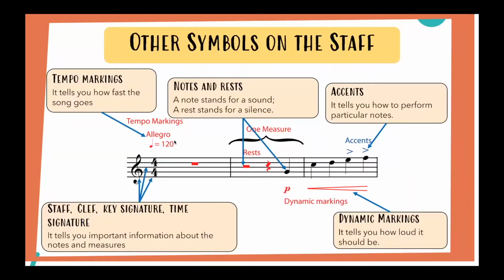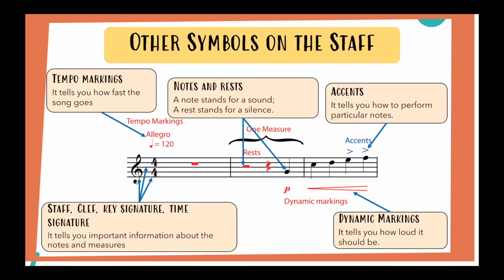And then, for example, we have some other symbols. For example, the tempo marking, and here is written allegro, because in general music is written in Italian. The dynamics of music is written in Italian. So allegro means happy. So this is a happy song, and you should play it very fast, and very happy.